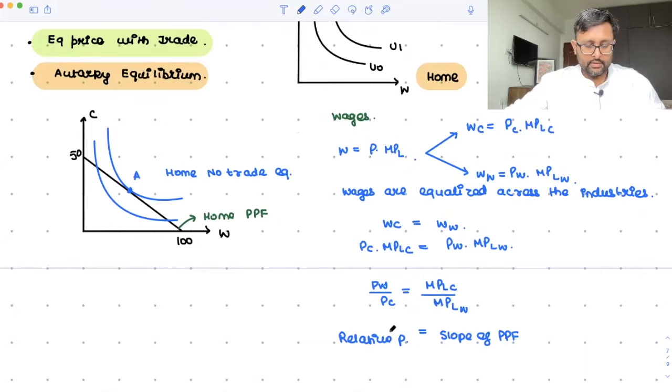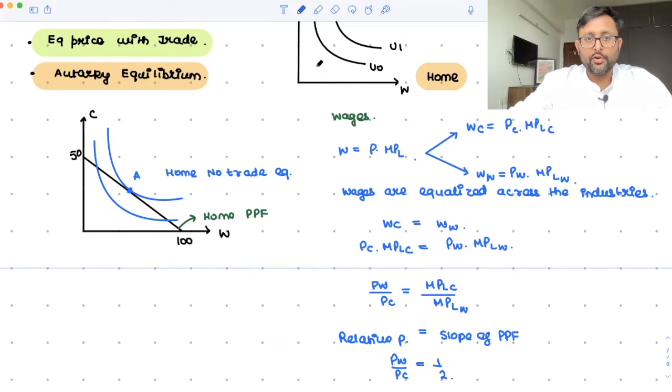And this is the relative price. So this is about the home country. So, acha, what is the slope of the PPF in the home country? Half, 50 upon 100, right? So the relative price in the home country is what? Equal to half.